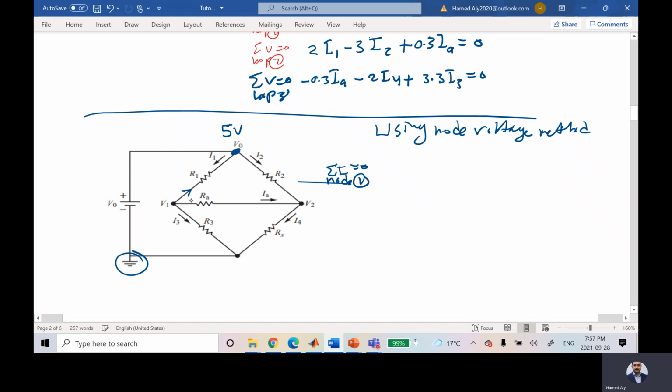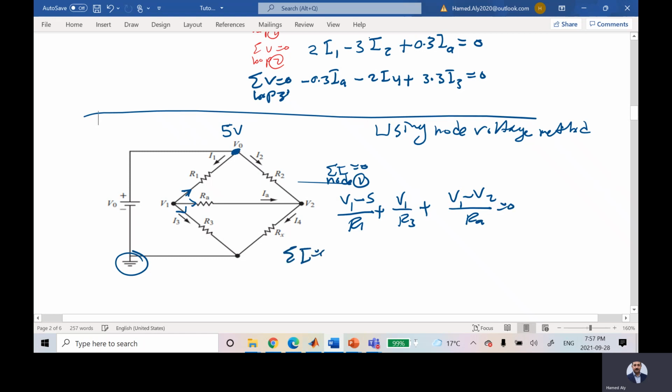I'll talk about this current, and this current. So I will say this current is V1 minus VO, so V1 minus 5 over R1, plus V1 minus 0 over R3, plus this current, which is V1 minus V2 over RA, equals 0.